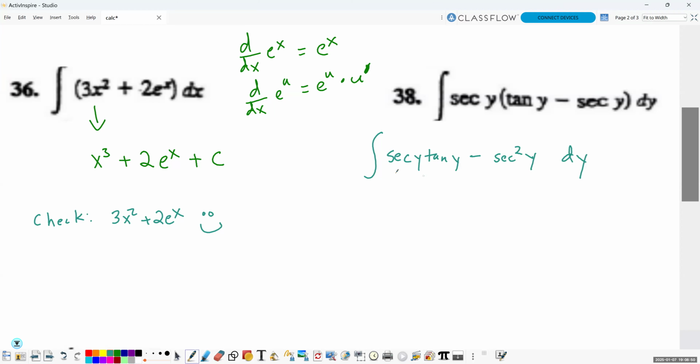We got to use our good derivative knowledge because we know what has a derivative of secant tangent. Secant. What has a derivative of secant squared? Tangent.